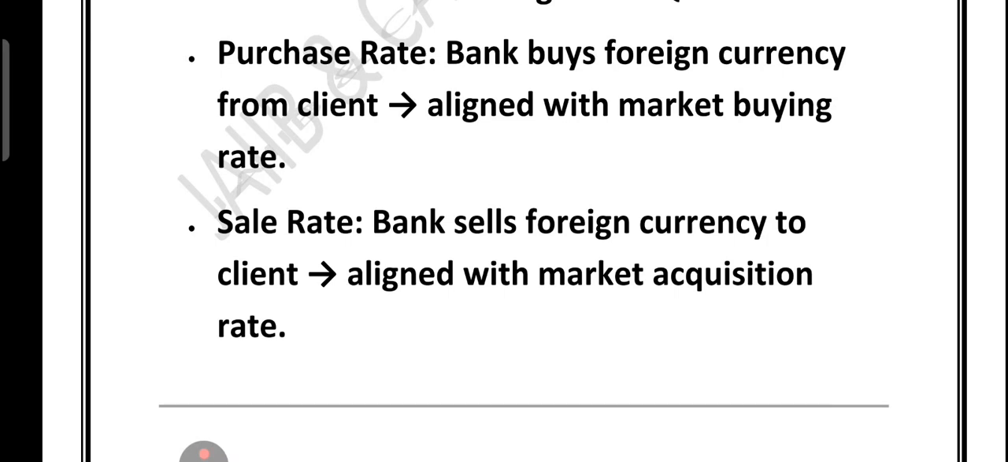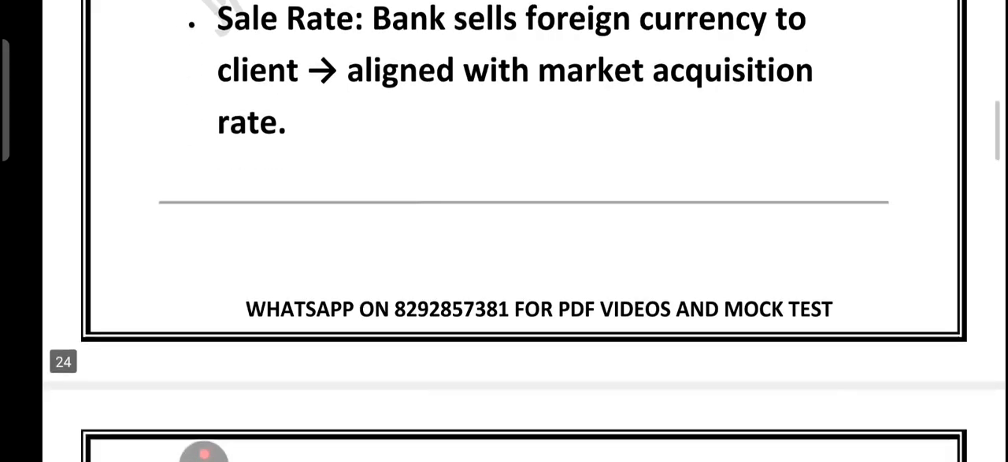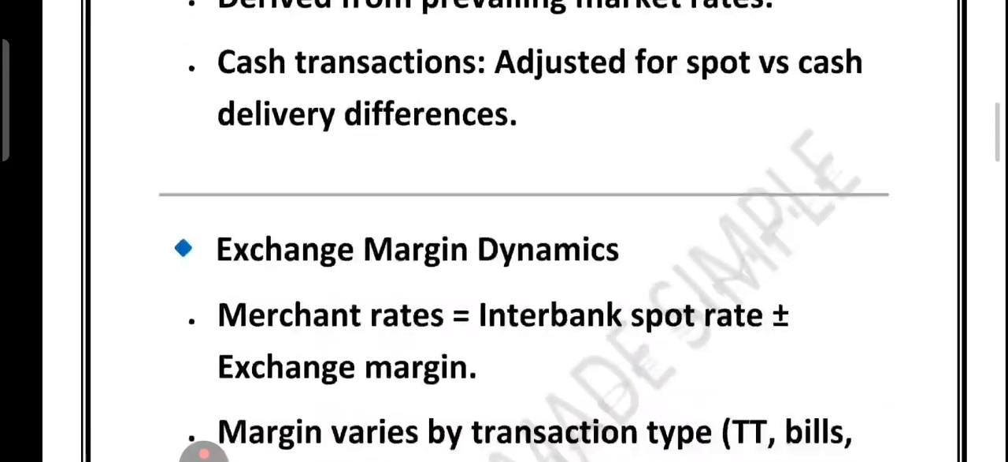That's called purchase rate. And second case, when the bank sell foreign currency to a client or to you, right? It uses a rate that is aligned with the market selling rate. In simple word, bank always adjusts its rate depending on whether it is giving you money or it is taking from you. So quick way to remember it, you must remember it. Purchase rate means bank buy foreign currency. Sell rate, bank sell foreign currency. Principle is, rate differ based on bank buy or bank sell action. That is what decides, right?